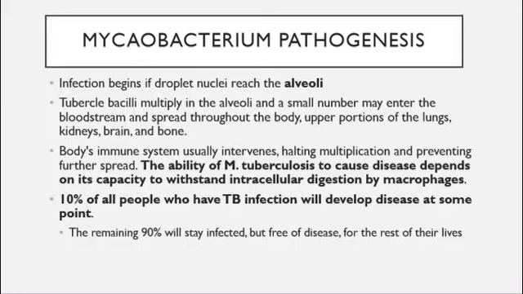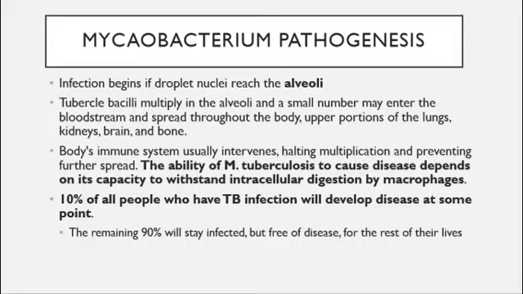Now let's talk about Mycobacterium pathogenesis. The infection begins if a droplet nuclei reaches the villi. The bacilli or rods multiply in the villi, and a small number may enter the bloodstream and spread throughout the body: upper portions of the lungs, the kidneys, the brain, and the bone. The body's immune system usually intervenes, halting multiplication and preventing further spread.